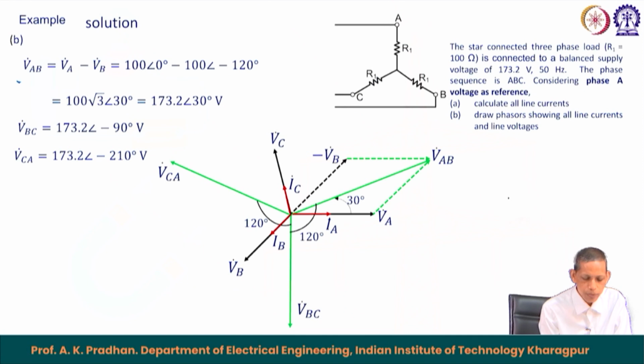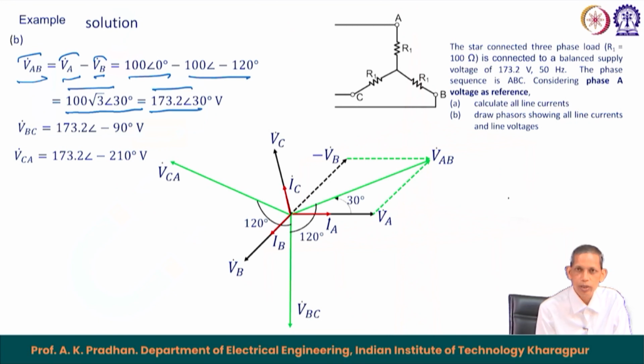Now, you go by the line voltage V_AB, which is V_A minus V_B. If you substitute 100 with 0 degree and minus 100 with minus 120 degree, then from the phasor addition I get 100 root 3 with 30 degrees, that is 173.2 with a 30 degree angle. So, what we saw here is that the line voltage is root 3 times the phase voltage, which becomes 173.2 as already given, and the angle of V_AB is 30 degrees leading V_A. That we have already concluded from our earlier discussion.